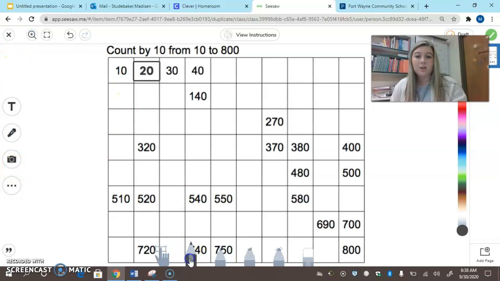I think that would be easier than writing it in. It would just be kind of hard for me to read if you wrote it in. So if you would be so kind as to type those numbers in, that would be excellent.